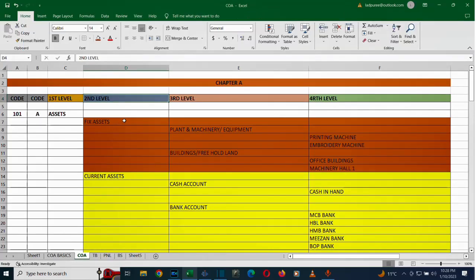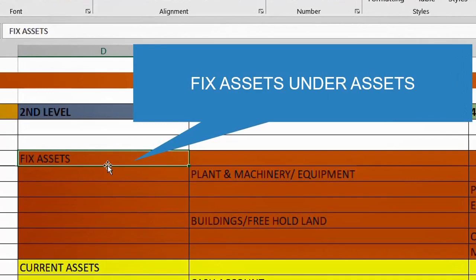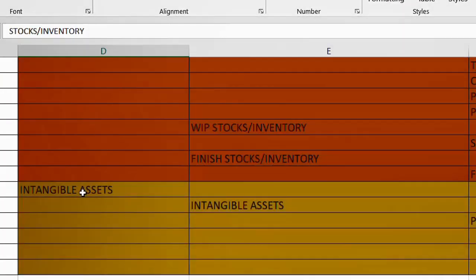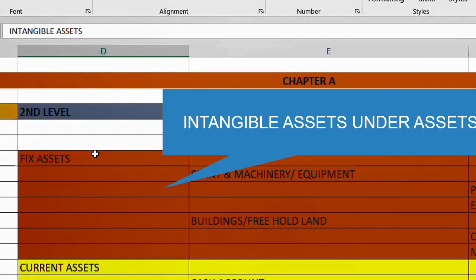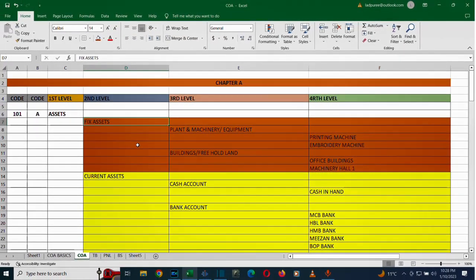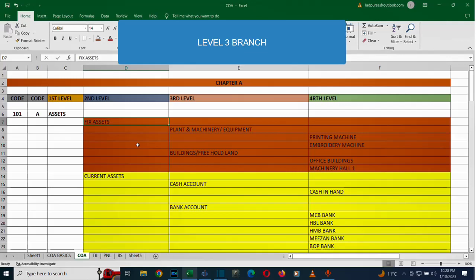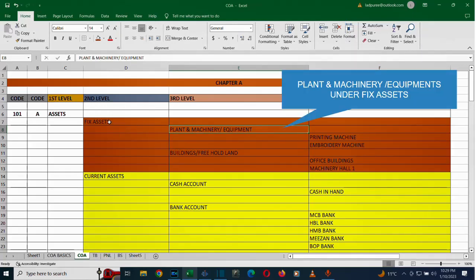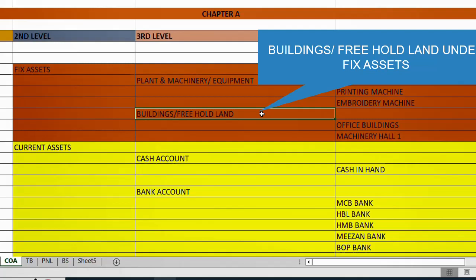Level 2 branches, first of all, fixed assets. Second, current assets. Third, stock or inventory. Fourth, intangible assets. After opening the second level accounts in chart of account, now we will open assets level 3 branches in our financials. Level 3, plant and machinery and equipment under fixed assets. Level 3, building and freehold land under fixed assets.